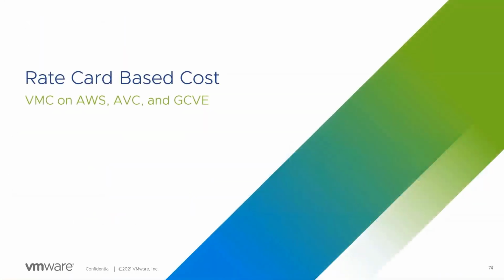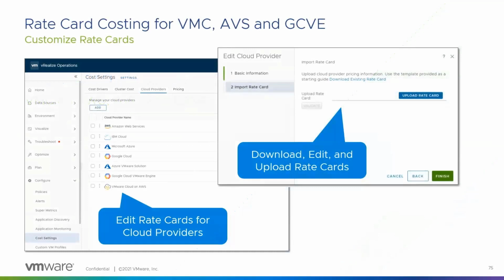Okay, the next section is talking about rate card-based costing. This section applies to VMware Cloud on AWS, AVS, and GCVE. Here, you have the ability to customize and edit your rate cards for various cloud providers. You can see here on the cost settings page, we go to the cloud providers tab, and we have options for VMware Cloud on AWS, Azure VMware Solution, and Google Cloud VMware Engine. You can download these rate cards, customize them, and re-upload them through the same wizard.